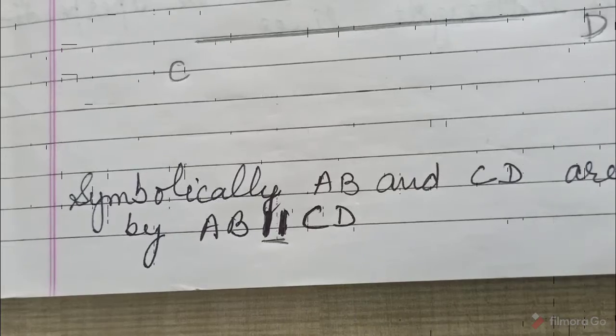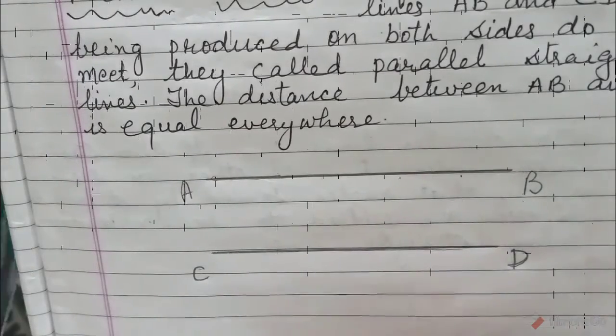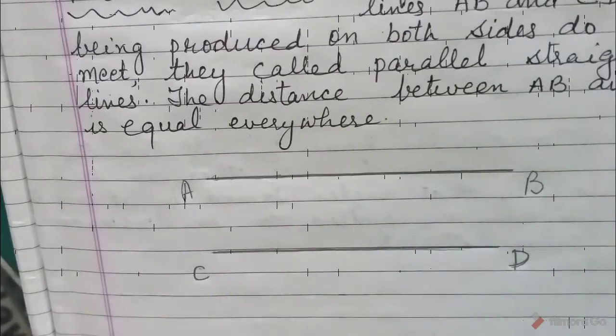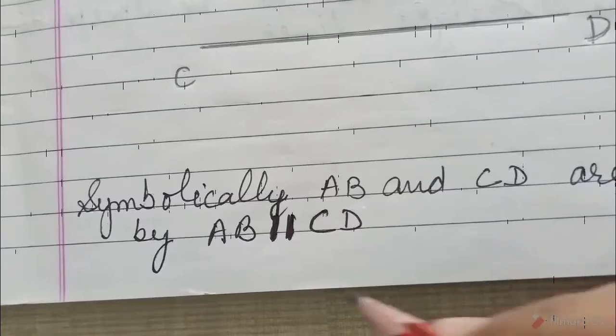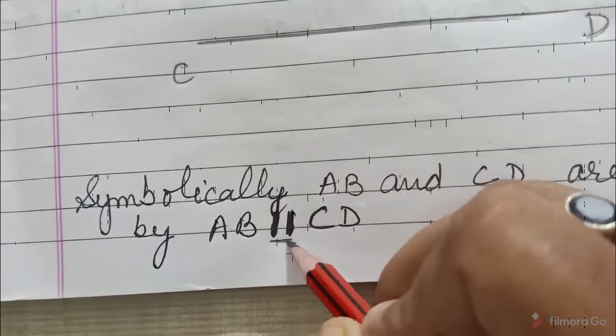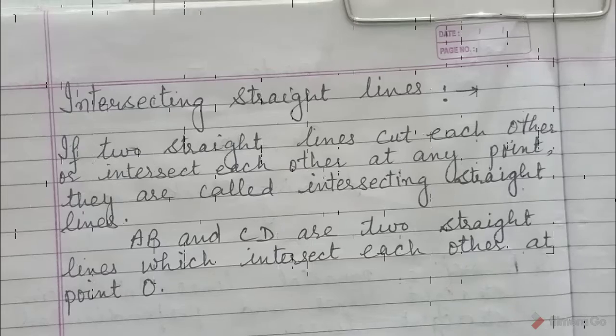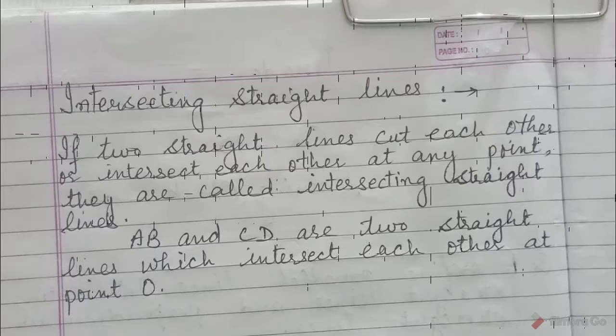AB parallel to CD. Now, symbolically AB and CD are shown like this. This is the symbol of parallel lines. Now we can start the intersecting straight lines.